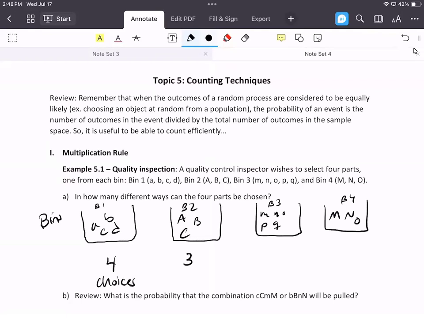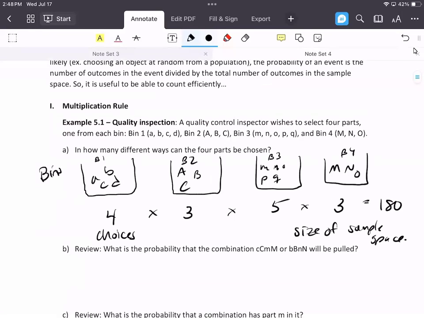If we do that for each of the bins, now we have a count in each bin. If we multiply these together, this is going to give us 180, and this is actually the size of the sample space. That's great. Would you have wanted to write out all 180 options? I know I wouldn't have.